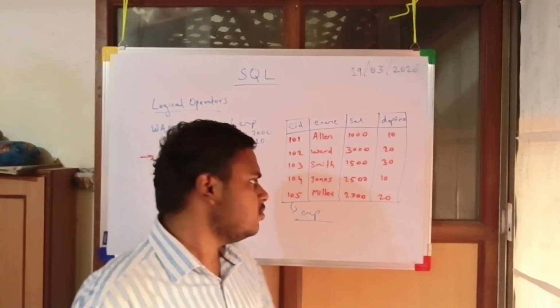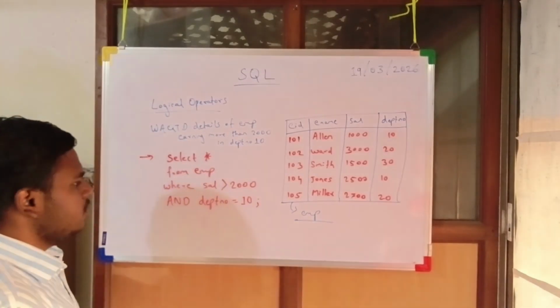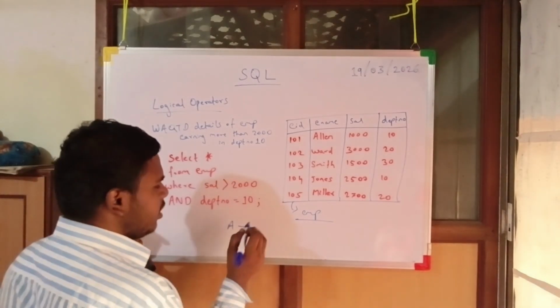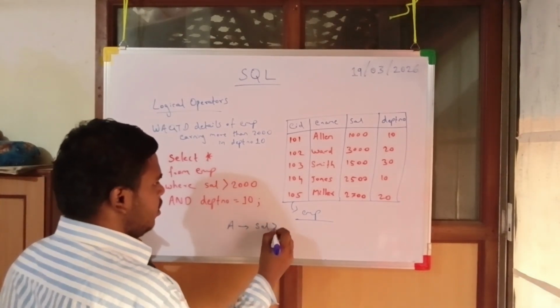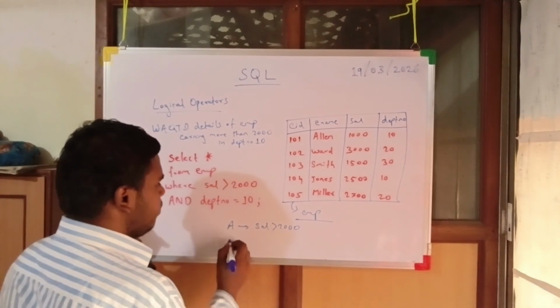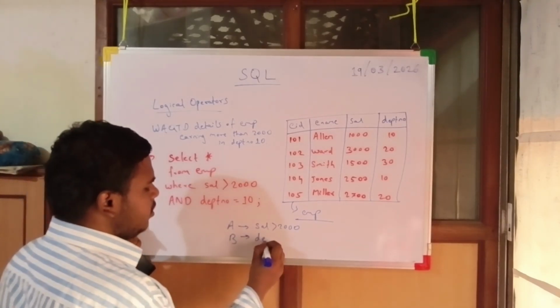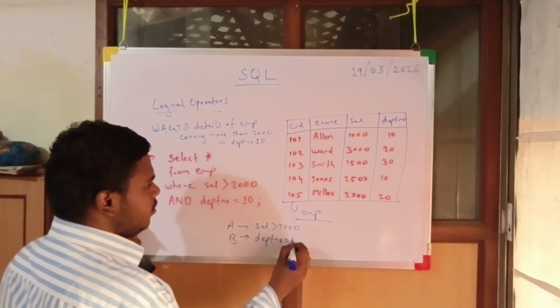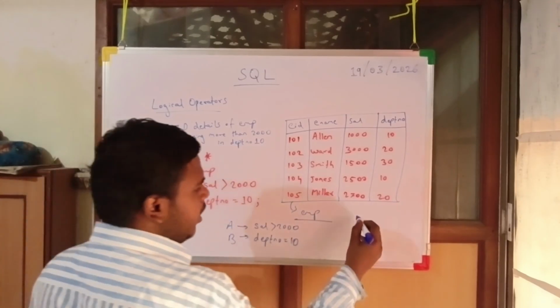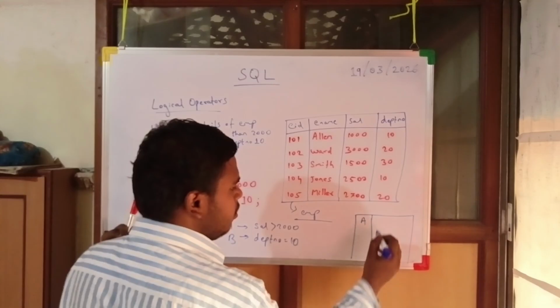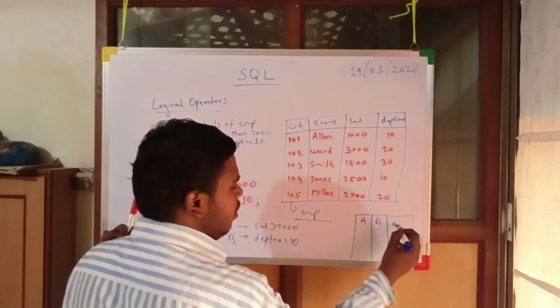Sir, why this? Okay, let's understand. Here the first condition, like A in the truth table, is salary greater than 2000, and the second condition is B: department number equal to 10. How will it work? Again it will work like a truth table with A, B, output.